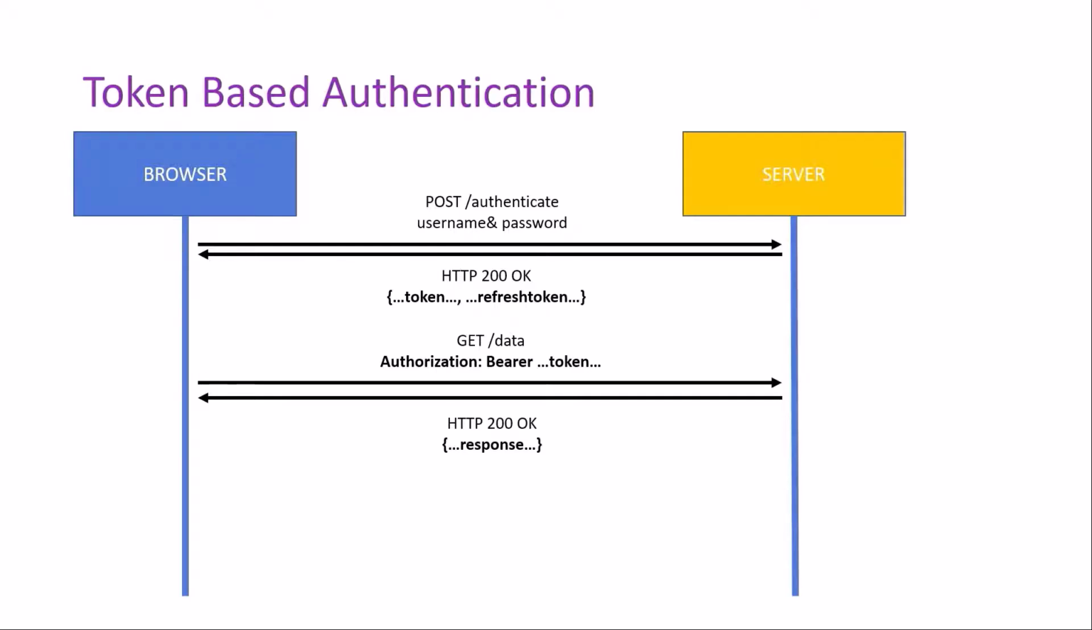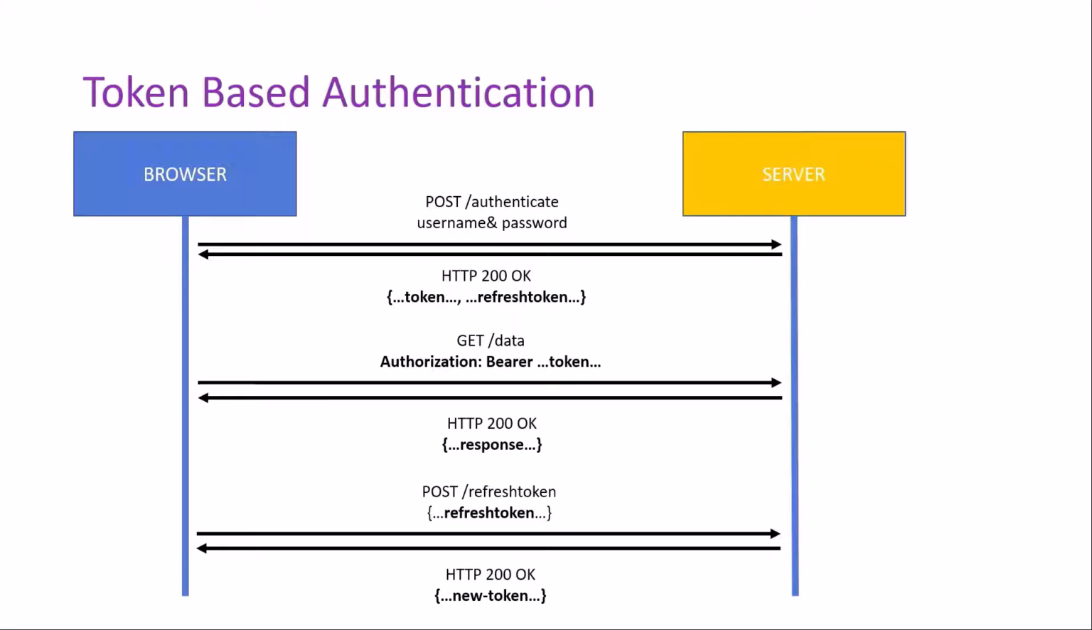So after 10 minutes, even if your token gets stolen, the malicious user will not be able to access your data. So after the token has expired, you need to use the refresh token to generate a new token which you can use to access data. So you would send a POST request to, let's say, the refresh token API endpoint and pass the refresh token as a parameter, and then the server will generate a new token which you can use to get data.